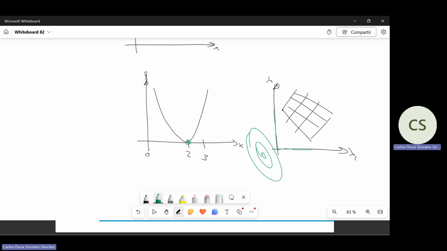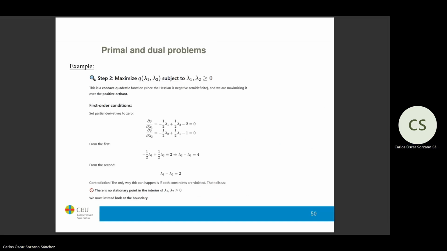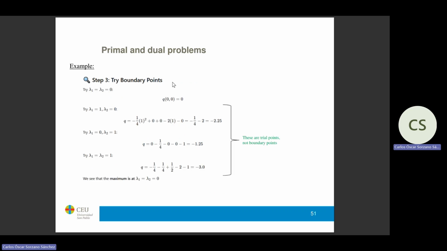So we have to look at the constrained problems, and to evaluate them, we will take a few points here and see how the function looks. We will look into the boundary, and try some of the boundary points, not all of them, but a few. So lambda 1 equals lambda 2 equals 0. So we explore the corner. There the function is 0.